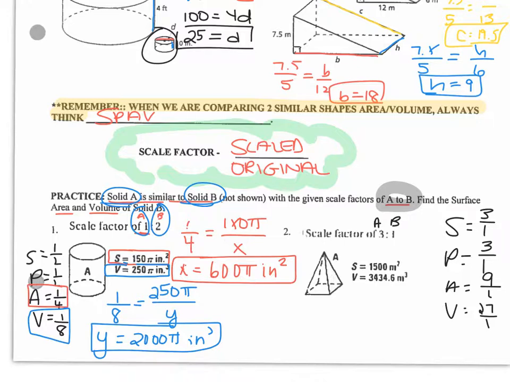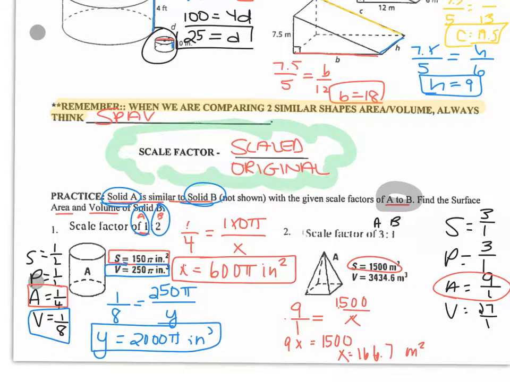So if I try to find surface area first, I'm going to start with what ratio? The area ratio. So 9 over 1. Since my number on top relates to my A shape, 1500 goes on top. And I'm going to put x on the bottom. So I have 9x equals 1500. So x equals 1500 divided by 9, which is 166.7 meters squared.